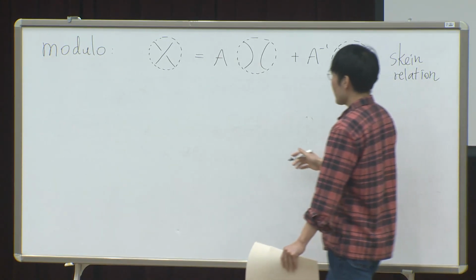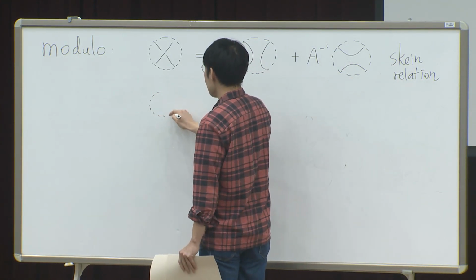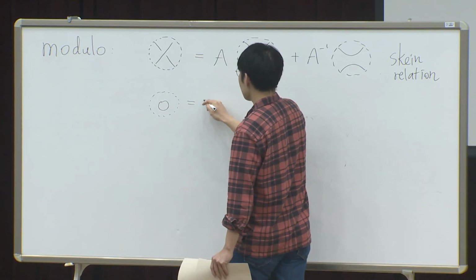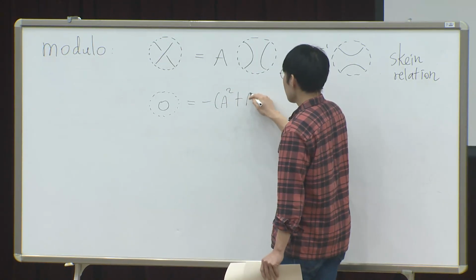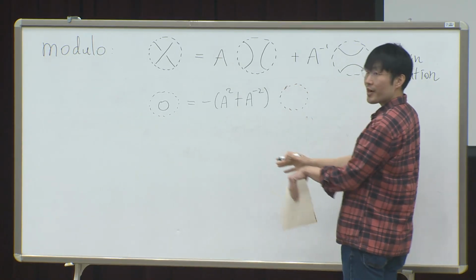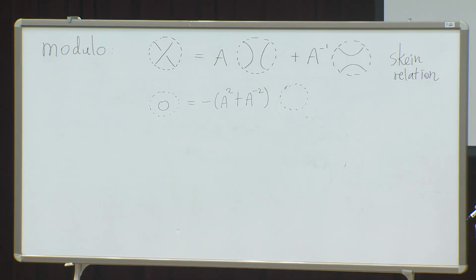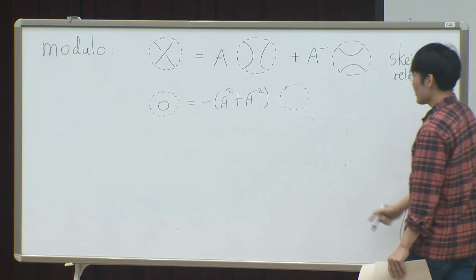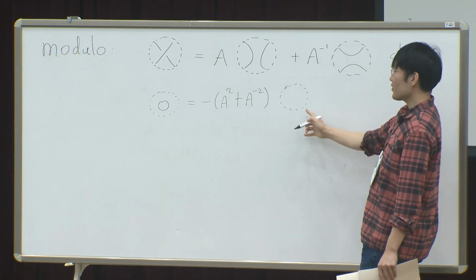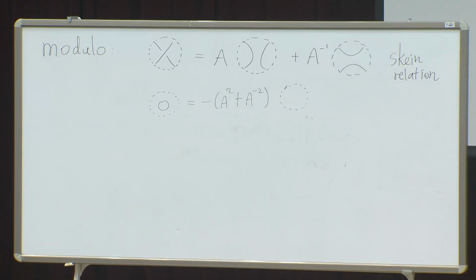And there is an additional relation, which is very much related to the first one. It's somewhat mysterious looking: if you have two framed links that are exactly the same except in a very small ball, where one has this unknot component and the other has nothing there, then they should be related by that. So for some reason you define the module this way. That's the end of the definition as a vector space, as a module.